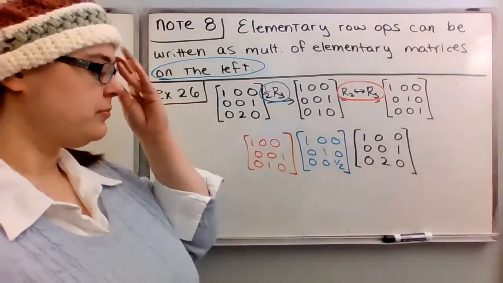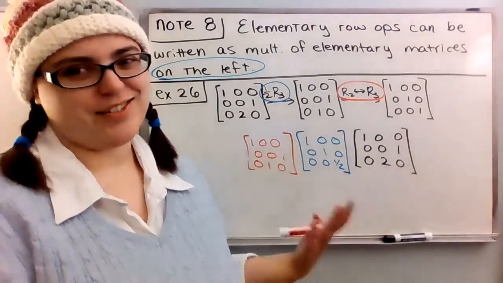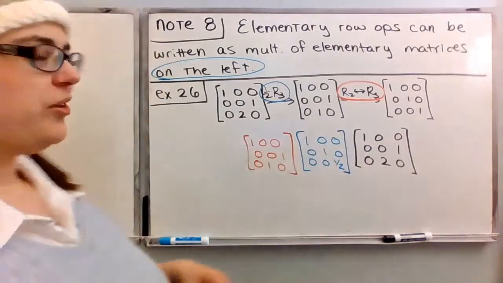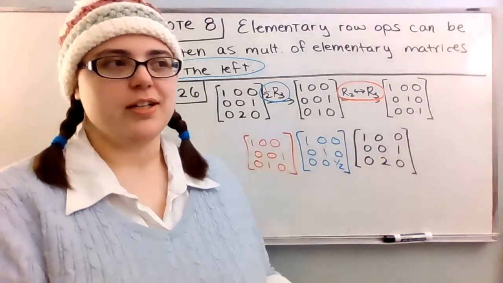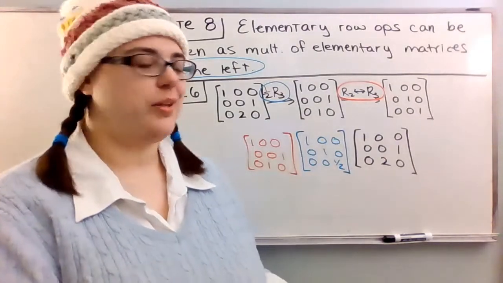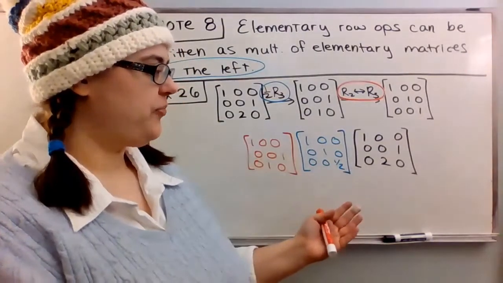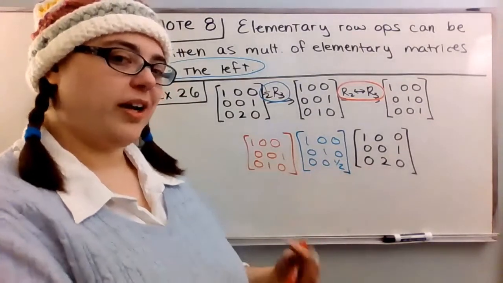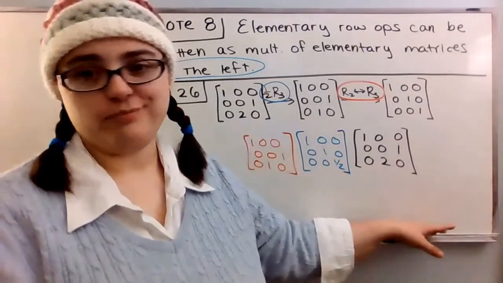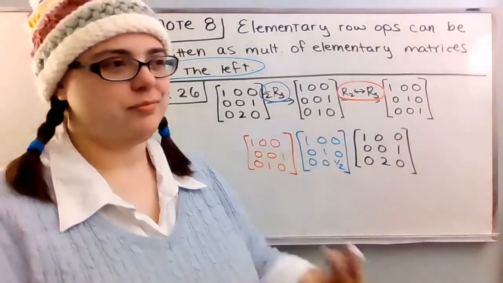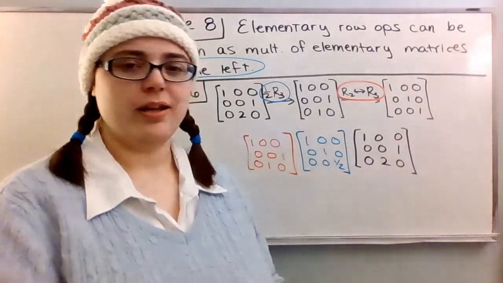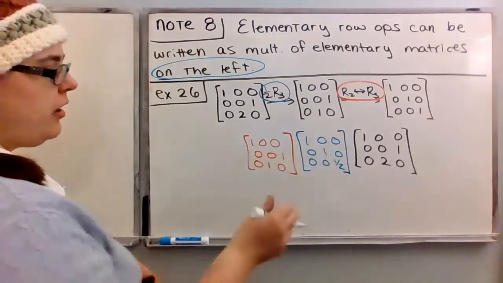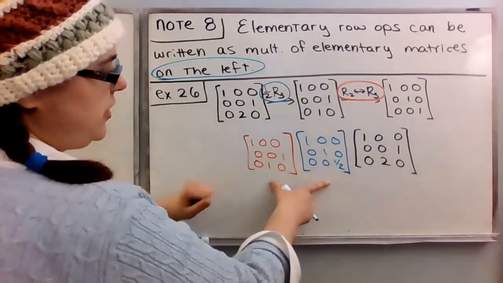matrices. Okay, so let's check to see if this actually works, right? Now, we haven't proven any properties of matrix multiplication yet. So we don't know if this is associative. So we're going to have to go from left to right, like you do when all other things are considered equal. So let's multiply these two matrices.